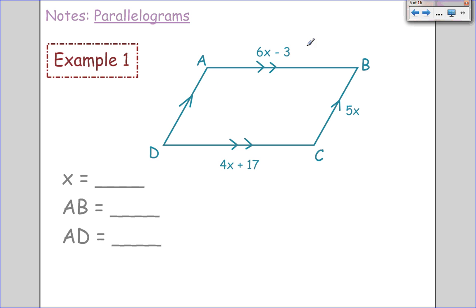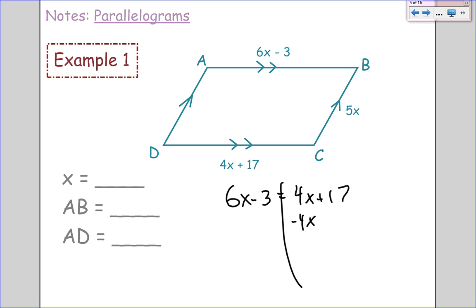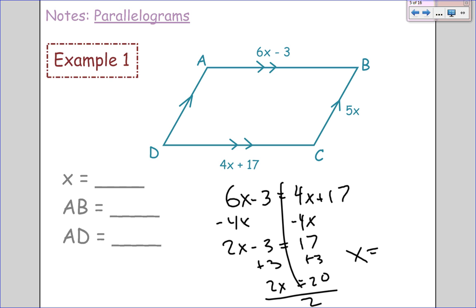If I know opposite sides are parallel, then I can say that 6x minus 3 equals 4x plus 17 because those are opposite sides. Now I know that this is a parallelogram because this side's parallel to this side and this side to this side. That's what those arrows mean. So of course we go through and we solve for x, subtract 4x from both sides. 6x minus 4x is 2x minus 3 equals 17. Add 3, so 2x equals 20, and divide by 2, so x equals 10.